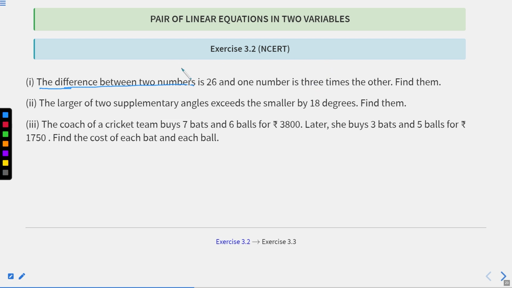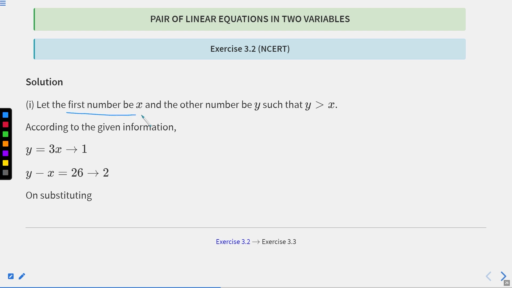Then we have to find them. So here we can let the first number be x and the other number be y, such that y is greater than x. Okay, so then according to the given information, one number is 3 times the other number. So here y is equal to 3x, since we take y is greater than x. And according to the given information, we get another equation, that is y minus x, this is equal to 26.